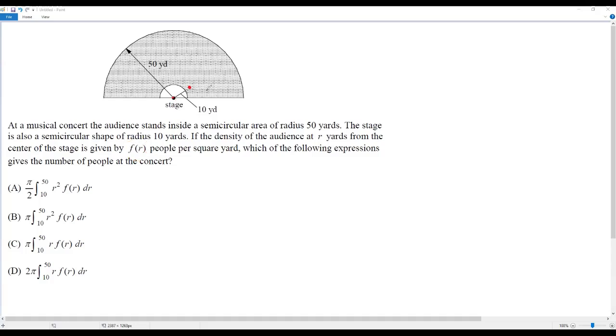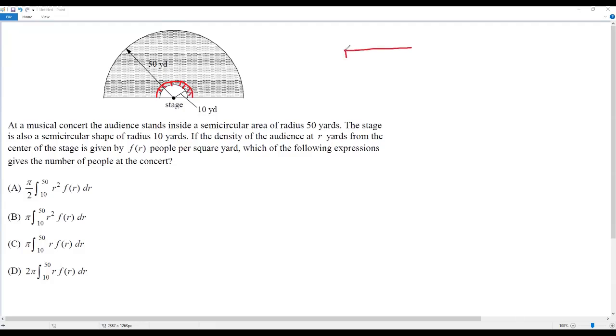So now our aim is to get the area of this region. Then we have to multiply the area of the region by the number of people per square yard. When I do so, I'll be getting the number of people at the concert in this shaded region. For that, I'm going to consider a small strip around this semicircle of radius 10 yards. Now let me unfold this small strip as a rectangle.